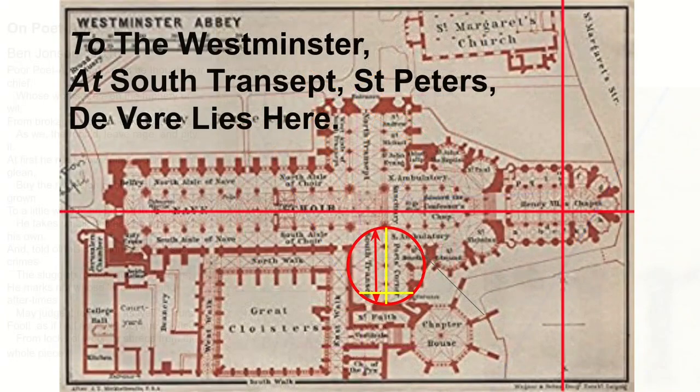So why are we doing this? Why did whoever made this do this? On the next page, it says quite clearly, to the Westminster at South Transept St. Peter's, De Vere lies here. And that solution is in a completely different order of magnitude to almost everything else I've seen in the cryptography.